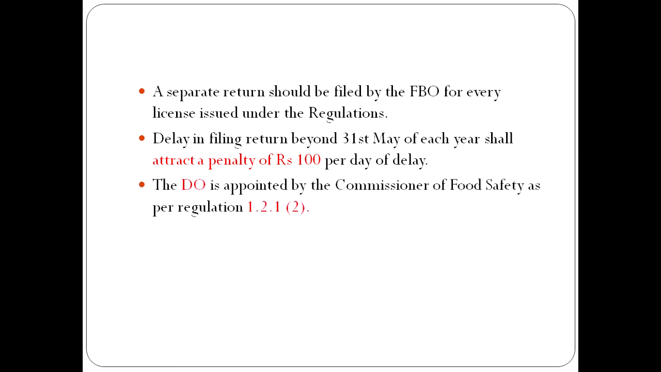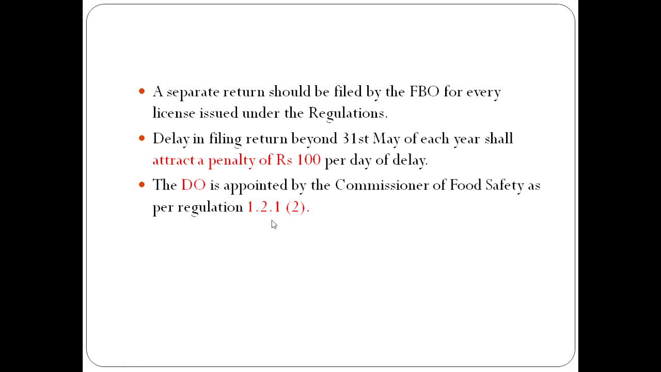The DO is appointed by the Commissioner of Food Safety. The DO is the designated officer. This thing we have seen in slide 2 or 3, I think. DO, again, is the designated officer, appointed by the Commissioner of Food Safety. Please remember, the designated officer is appointed by the Commissioner of Food Safety as per regulation 1.2.1 under section 2. Please note this, it's very important.